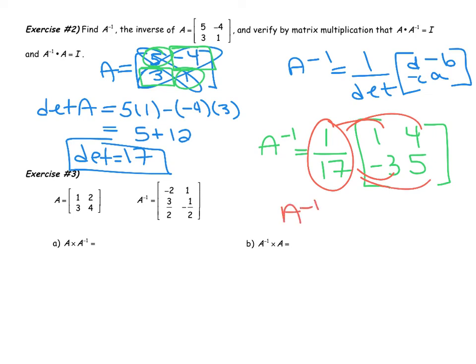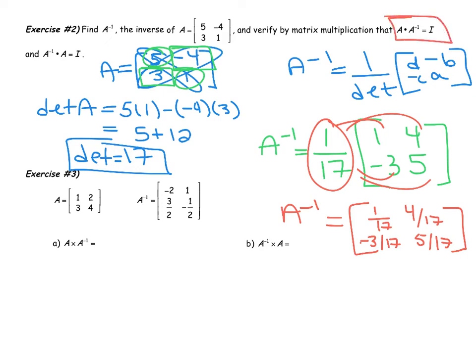So A inverse will just be 1 over 17, -3 over 17, 4 over 17, and 5 over 17. See how much quicker this is? This is just another way of finding an inverse matrix. Okay? And now the way that we know that this is actually the inverse is just going back and checking. If I multiply A by the inverse and I get back to the identity, we know that this works.